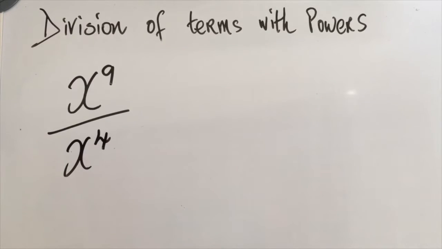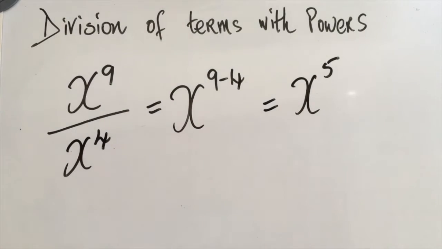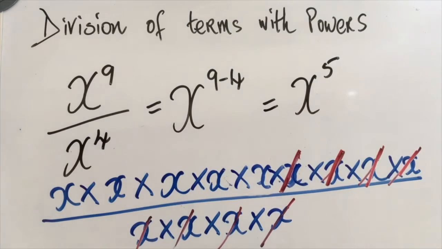So here we have x to the power 9 divided by x to the power of 4. So that equals x to the power of 9 minus 4, which is x to the power of 5. And that's our proof.